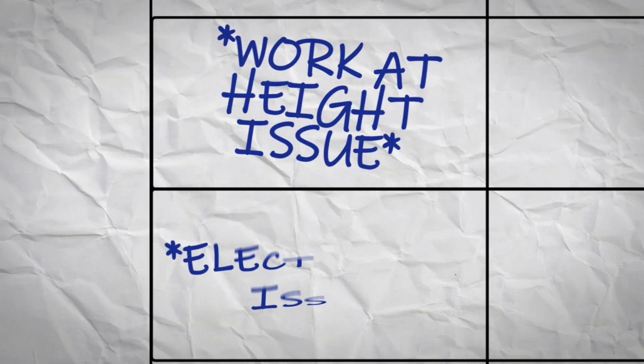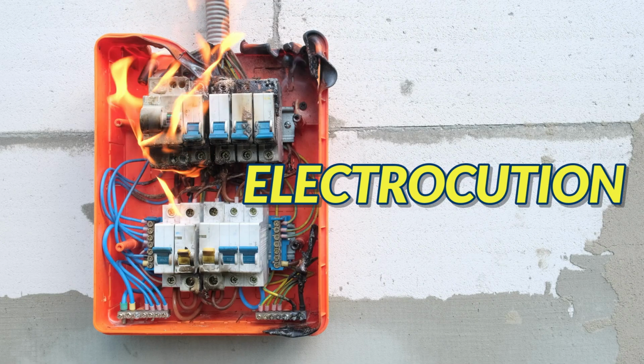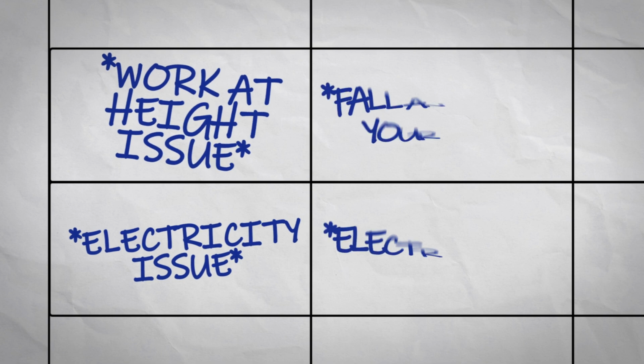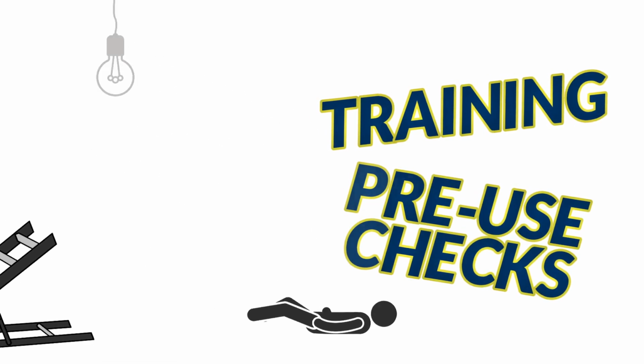We should have a row that talks about the work at height issue and a row that talks about the electricity issue. Those two different hazards have different harms. In one you can fall and break your neck, and the other you could touch a live electrical wire and get an electric shock. On one of them we've got controls relating to step ladders, training for step ladders, pre-use checks of the step ladders and all of that.